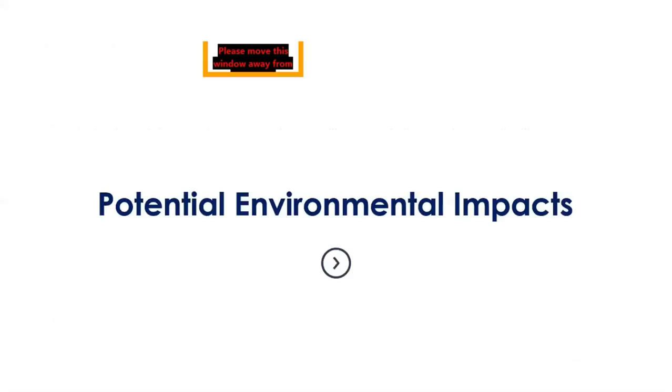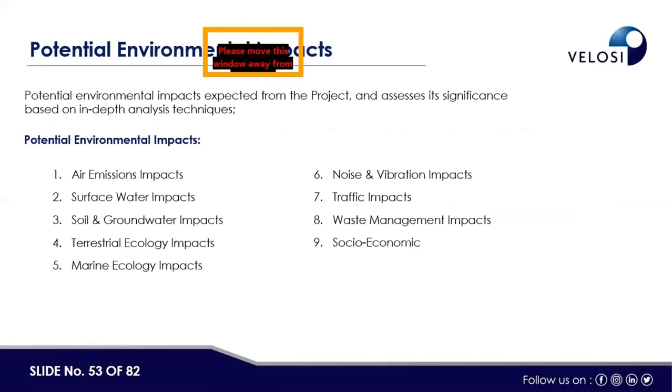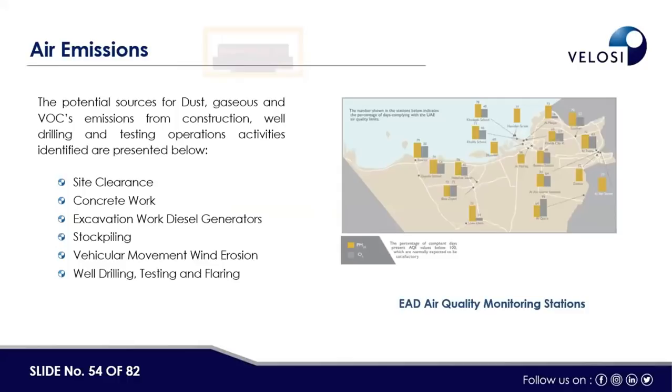These are the potential environmental impacts: air emission impacts, surface water impacts, soil and groundwater, terrestrial ecology, marine ecology, noise and vibration impact, traffic, waste management impact, and socio-economic. For air emission, the sources are site clearance, concrete work, excavation work, diesel generator, stockpiling, vehicular movement, wind erosion, well drilling, testing, and flaring. So these are the sources of the air emission.